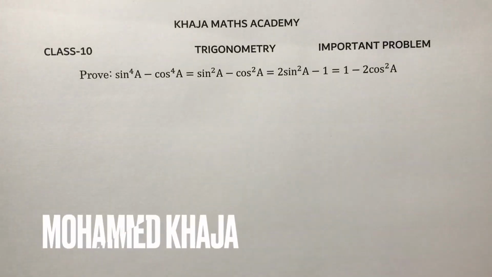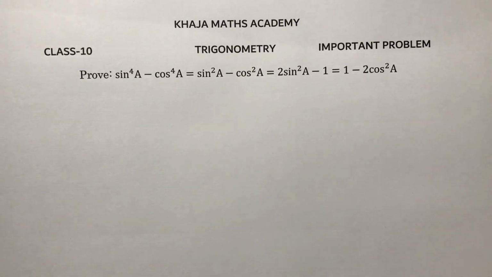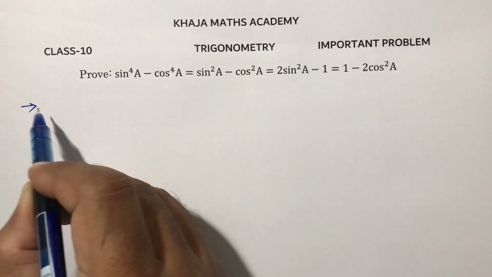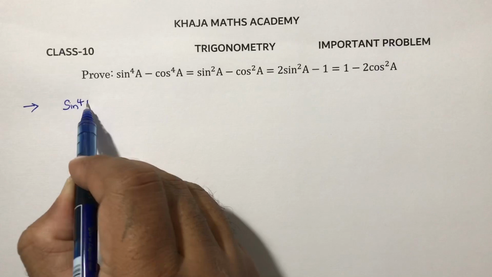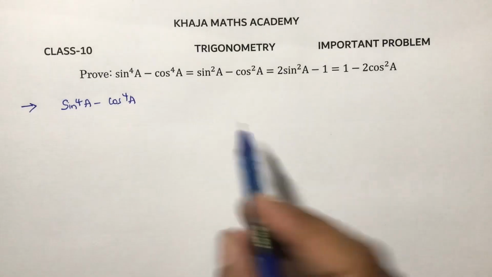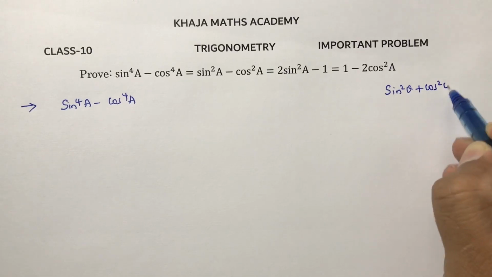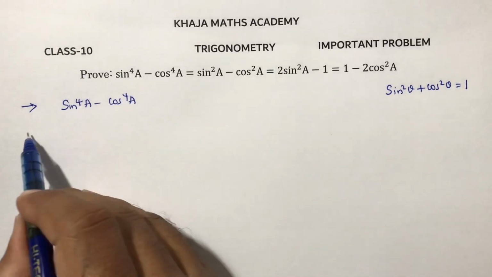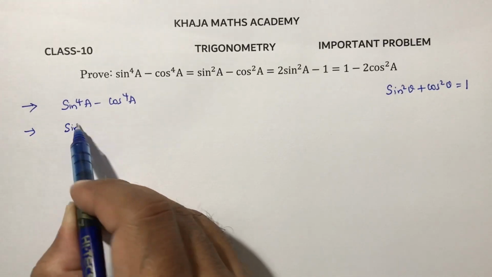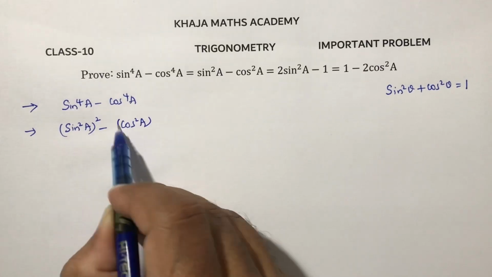Important problem from trigonometry. Prove sin power 4a minus cos power 4a equals sin square a minus cos square a, equals 2 sin square a minus 1, and that equals 1 minus 2 cos square a. So take the LHS: sin power 4a minus cos power 4a. It is in terms of sin and cos, so the identity will be sin square theta plus cos square theta equals 1. As the first step, I'll write sin power 4a as sin square a whole square minus cos square a whole square.